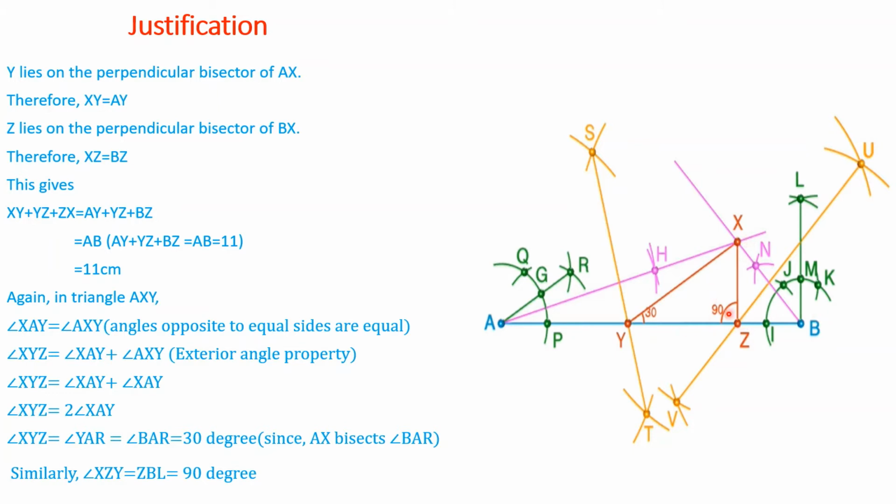Similarly, this angle is the exterior angle, which is equal to this angle and this angle. And this angle is how much? It is 45 degree. And this angle equals 45, so 45 plus 45 becomes 90. So we have proved that XYZ is a triangle where XY plus YZ plus ZX equals 11 cm and angle Y is 30 degree and angle Z is 90 degree.